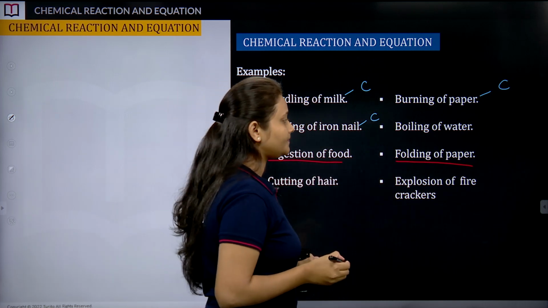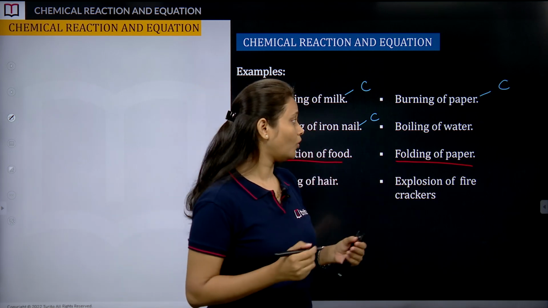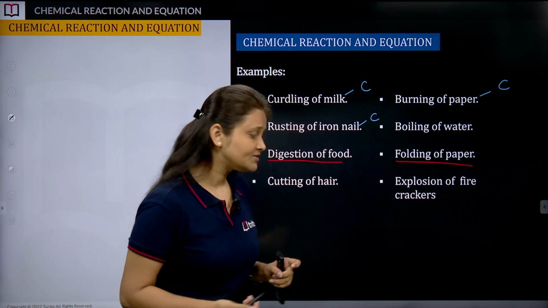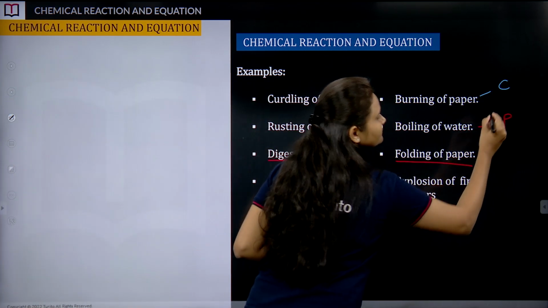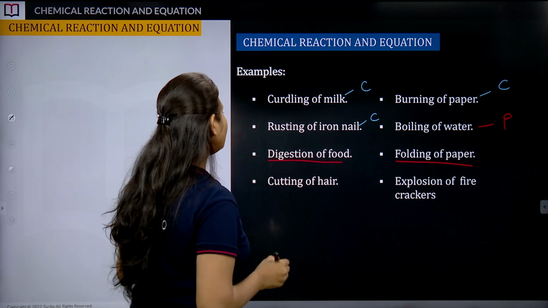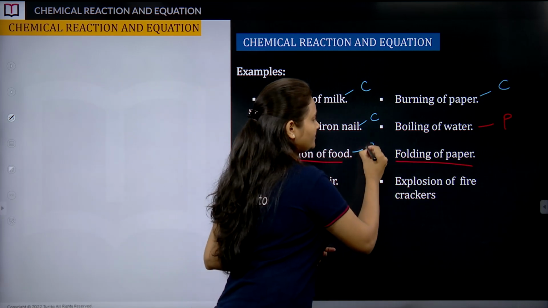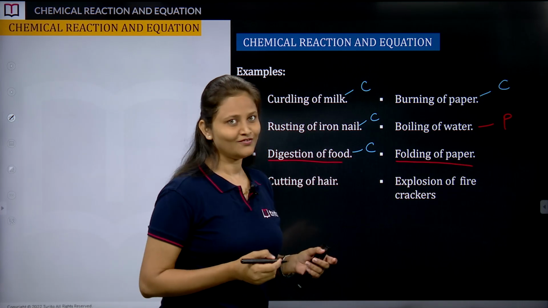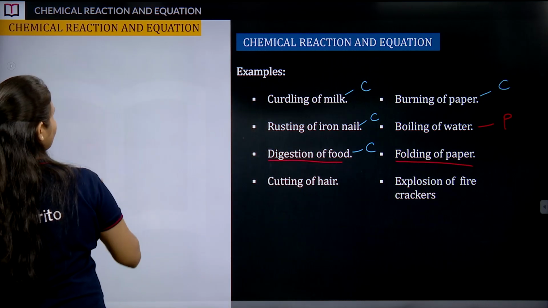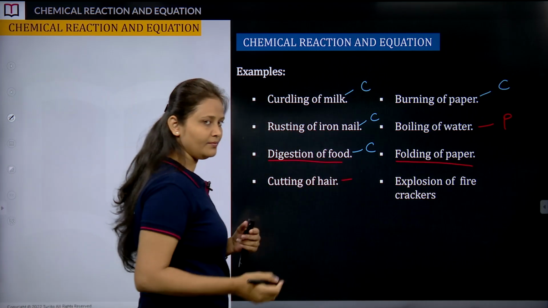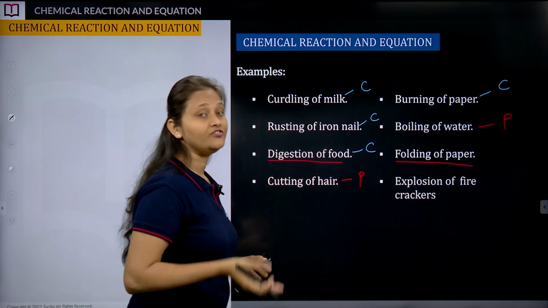Then boiling of water. Whether it's a chemical change or physical change, what do you all have to say on this? Which one? A physical change, correct? Then we are having digestion of food. Digestion of food is a chemical change. Next to that, cutting of hair, definitely it's not a chemical change, right? And what are the parameters which are going to decide whether the change is physical or chemical? We are soon going to cover it. So firstly, just try to classify the changes.